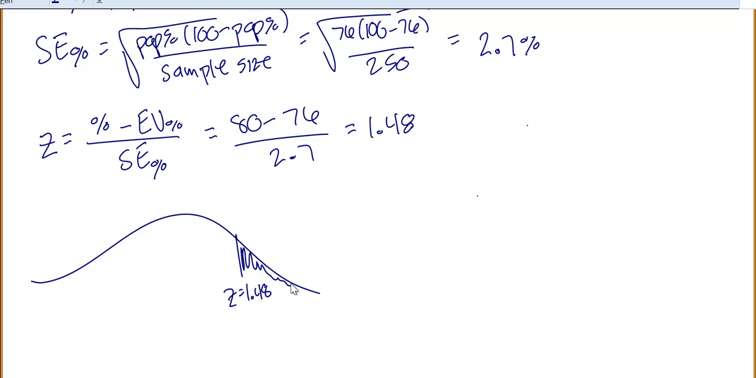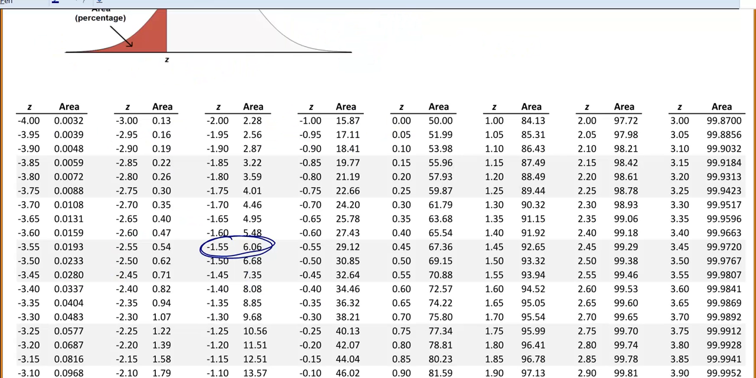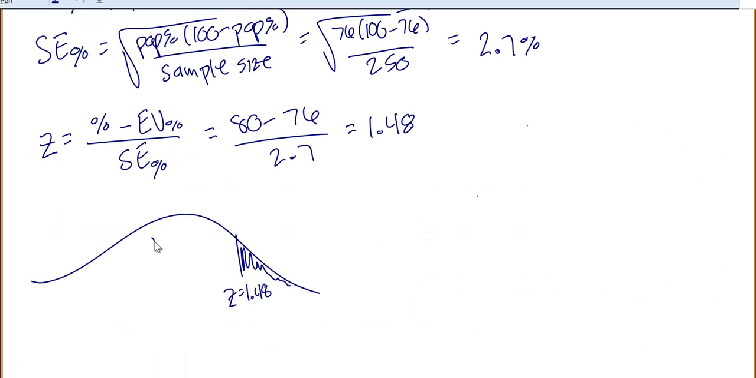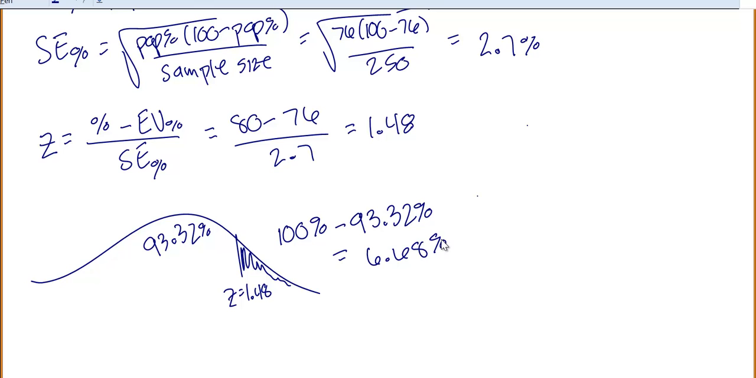Okay, so we want the area to the right, so let's go to our normal table. Z is 1.48. Looks like the closest one is this 1.50, so it has an area of 93.32. But that is the area to the left. I want the area to the right. So 100% minus 93.32% gives me 6.68%.